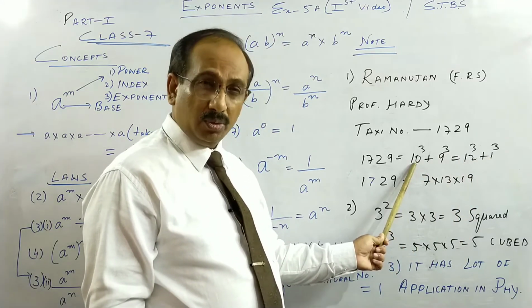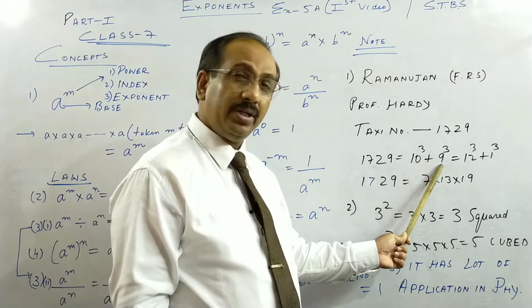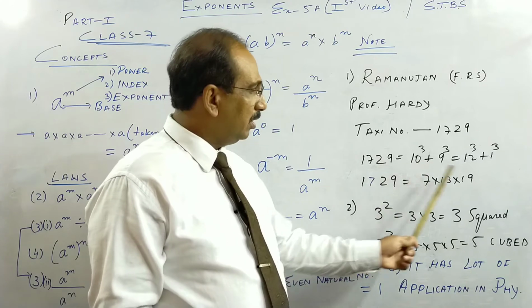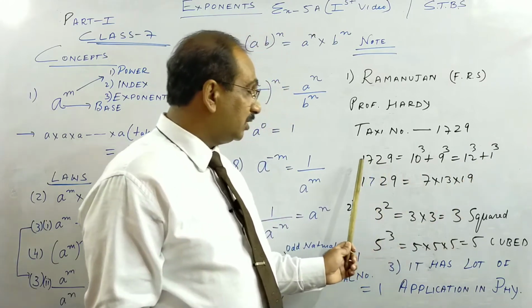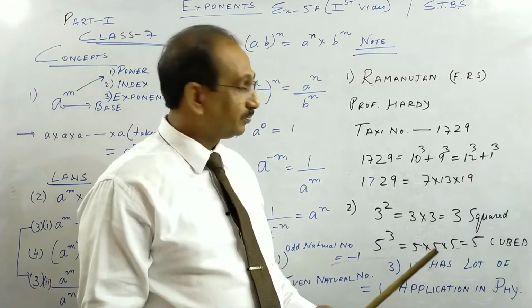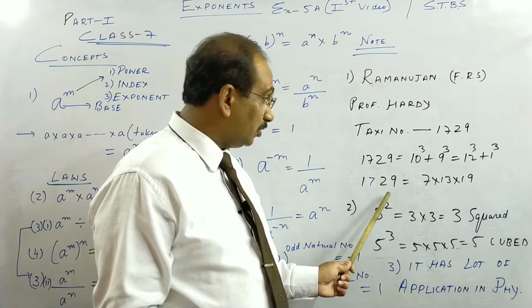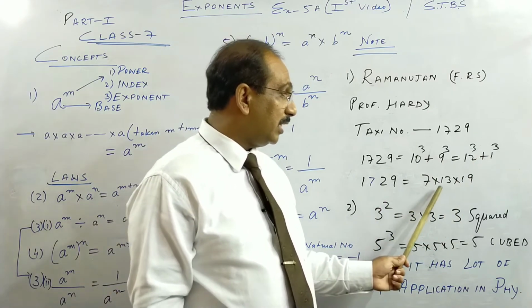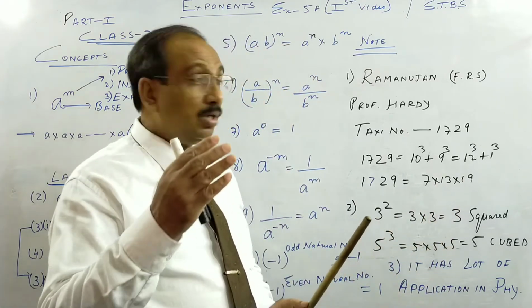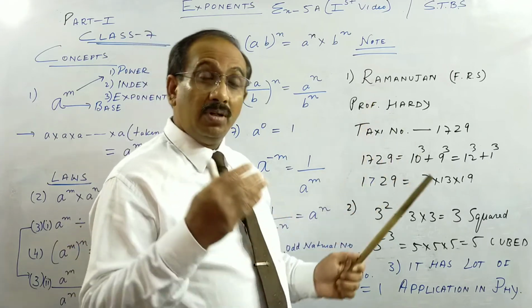10 cubed is 1000, 9 cubed is 729, you will get this. 12 cubed is 1728, and if you add 1 cubed, which is 1. So this is the smallest number which can be written as a sum of cubes in two ways. And second, this is also a number which can be written as a product of three prime numbers: 7, 13 and 19. So Srinivasa Ramanujam loved numbers.